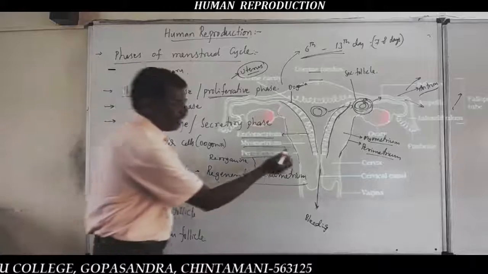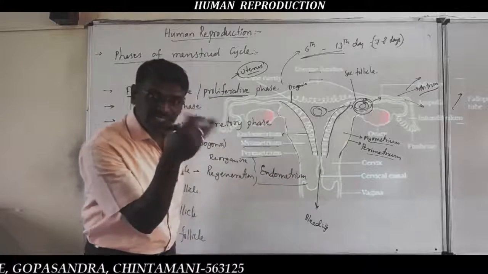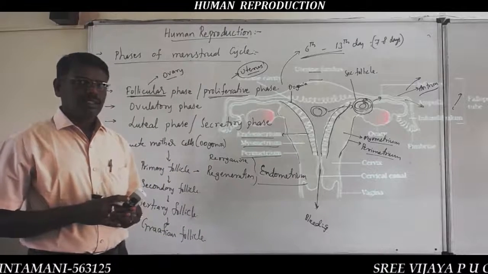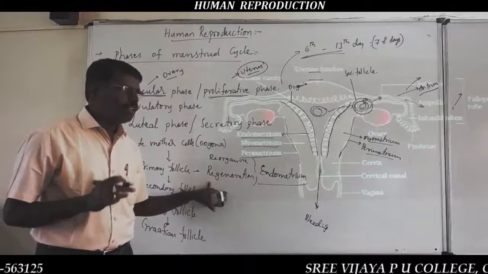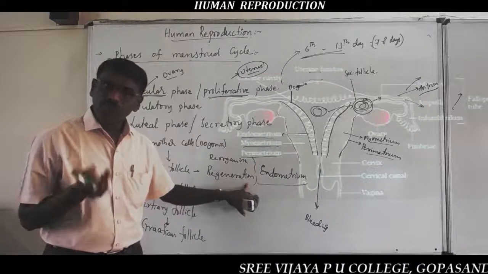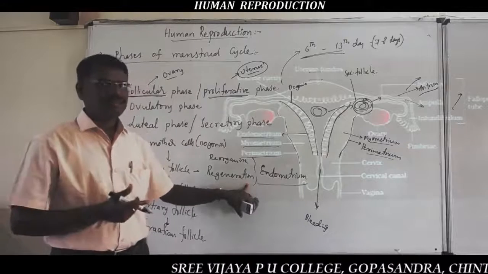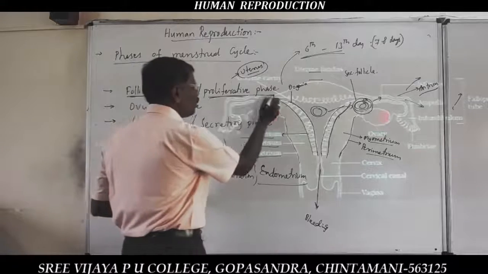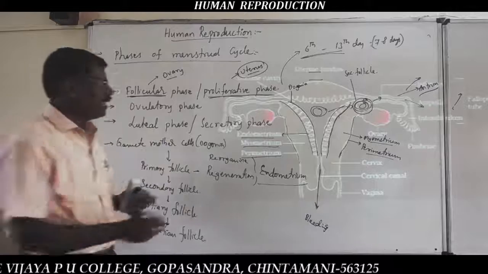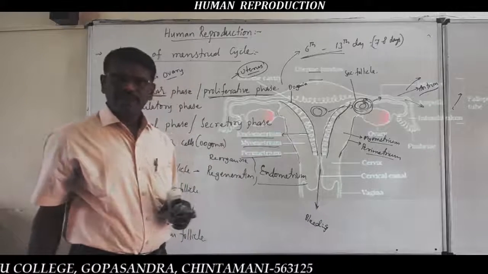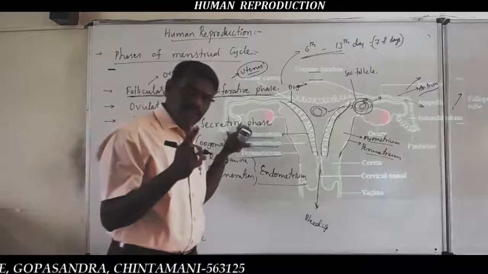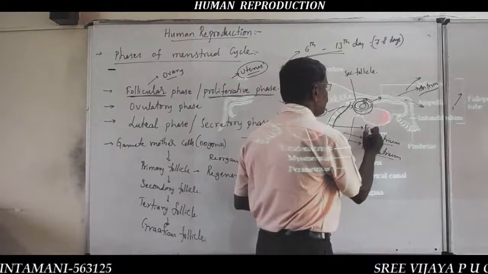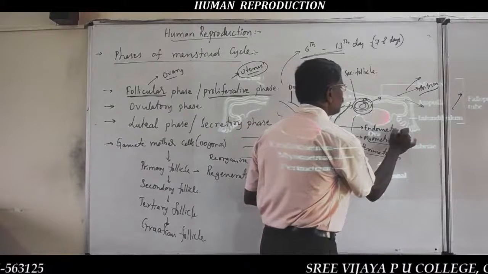The endometrium layer is generated again, formed again. Regeneration, or regenerating the endometrium through proliferation, means it grows again. Hence it is called the proliferating phase. It occurs in the uterus. It means that in the proliferating phase there is presence of all three layers in the uterus.